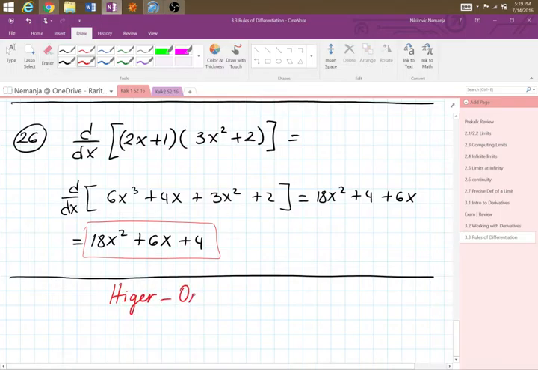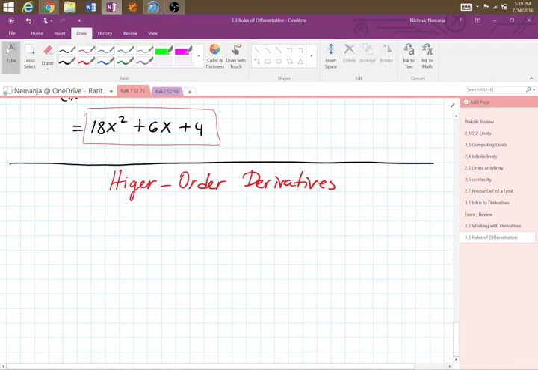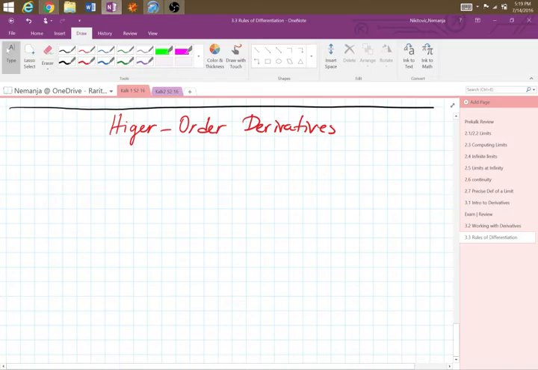Higher order derivatives. Whereas the first derivative, there should be a second derivative and a third derivative and a fourth derivative and a fifth derivative and so on, where you can have higher order derivatives. We experience that in nature.